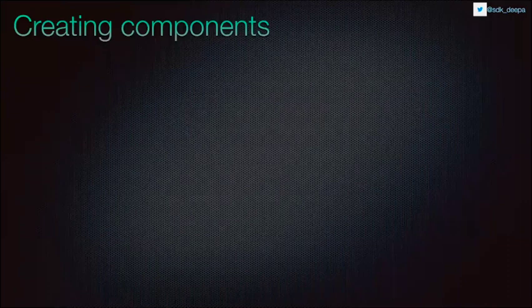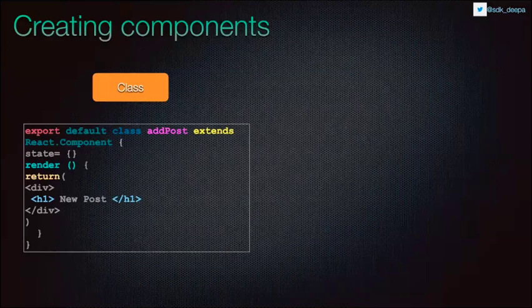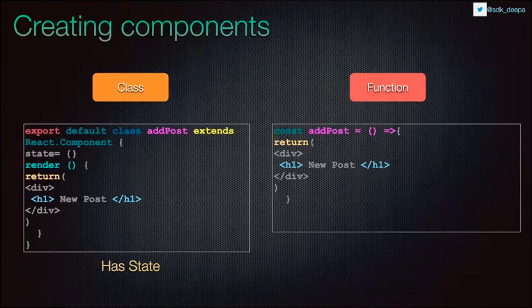And now let's see how we can create components. Components can be created using class, or you can also create them using functions. When you create a component using class, you use a couple of things: the state and the render method. Earlier in React, before version 16, functional components were just used only for displaying UI, and they were stateless.